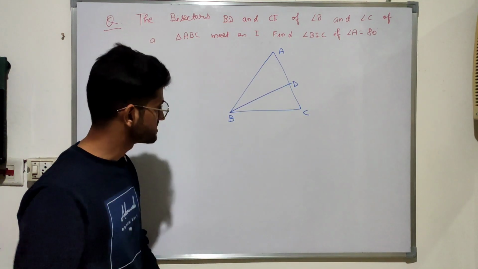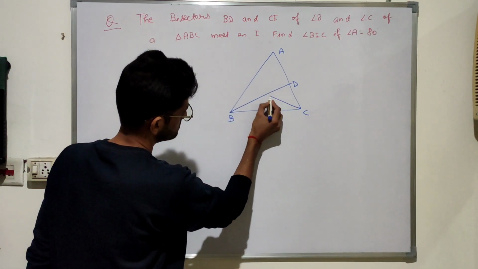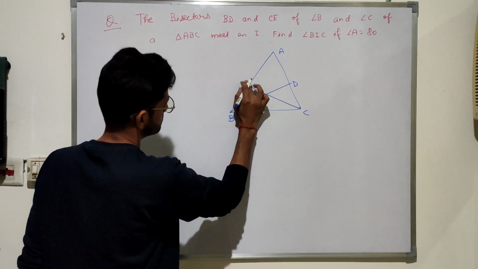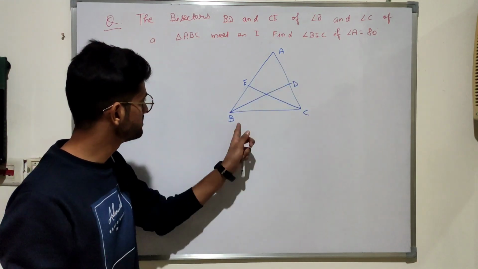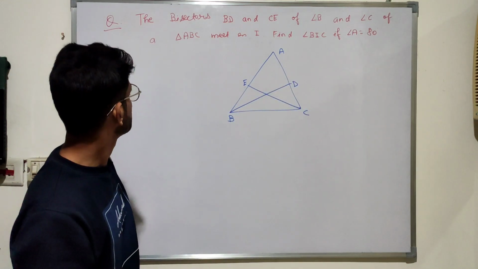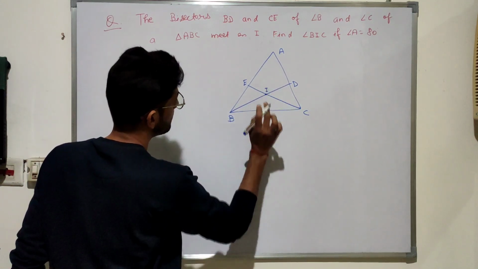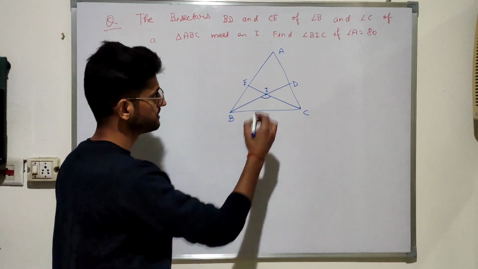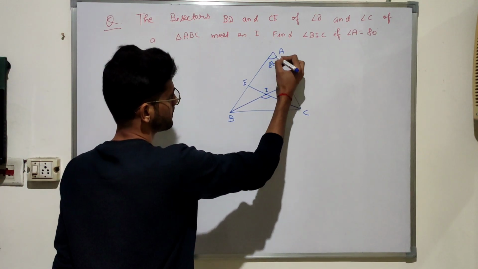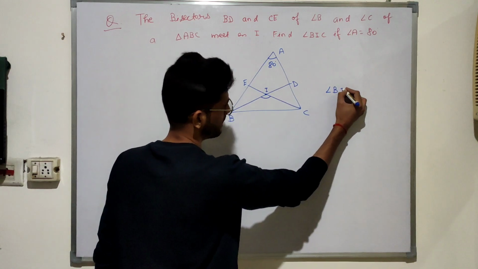BD is the internal angle bisector of angle ABC, and CE is the internal angle bisector of angle ACB. What is again given, they meet at the point I. This is going to be known as I. We need to find angle BIC, this angle, if we have been given this angle, that is 80 degrees. So the problem is very much clear. We need to find angle BIC.